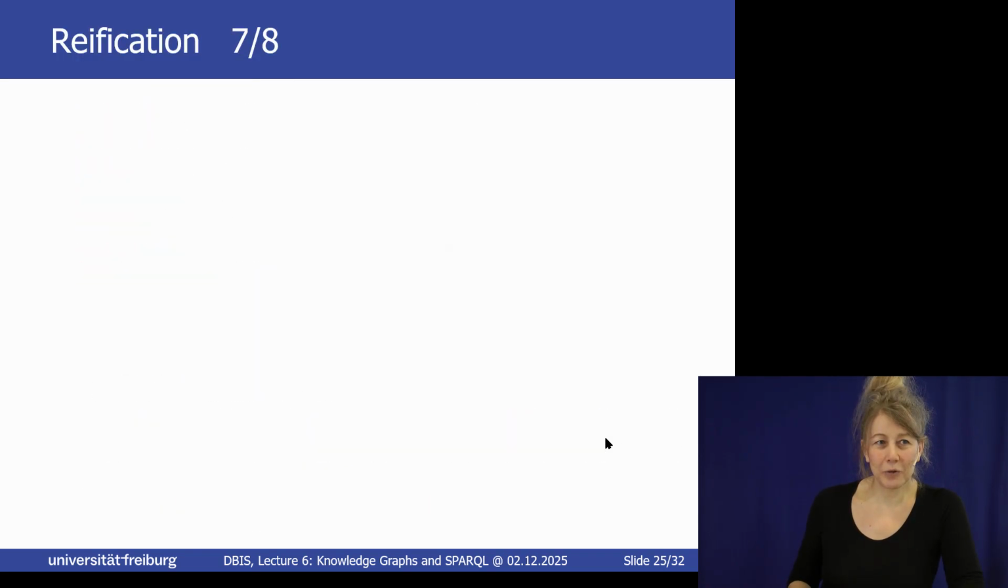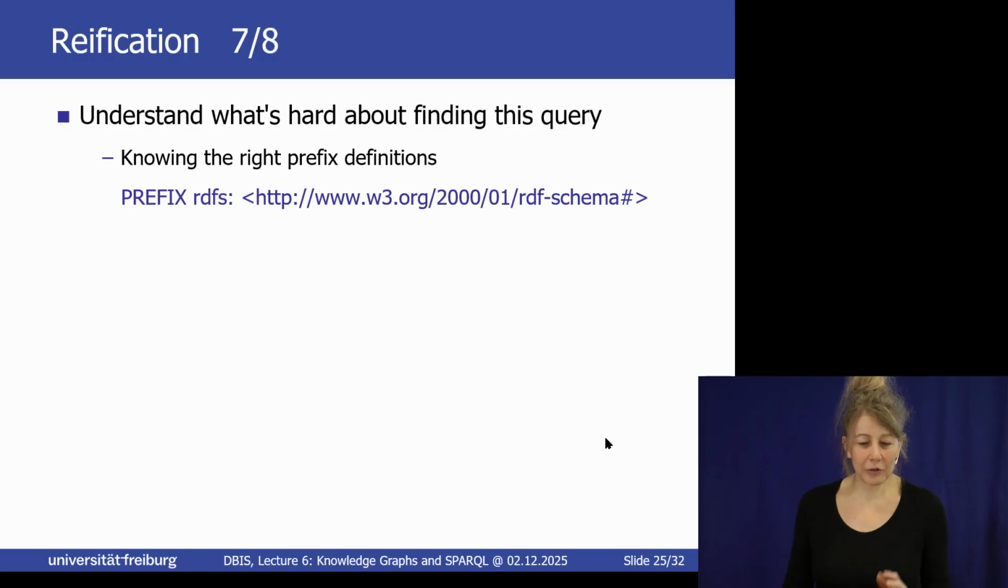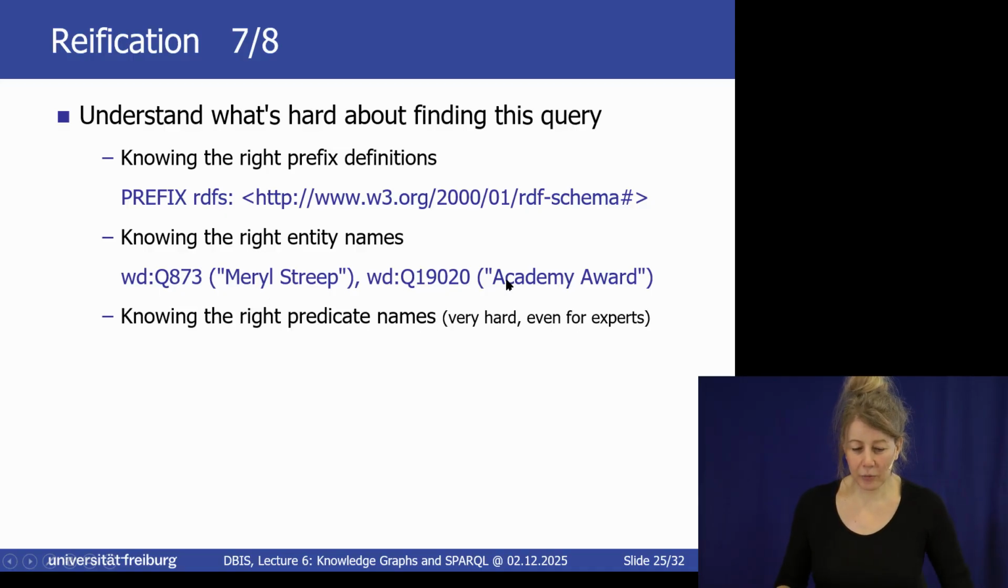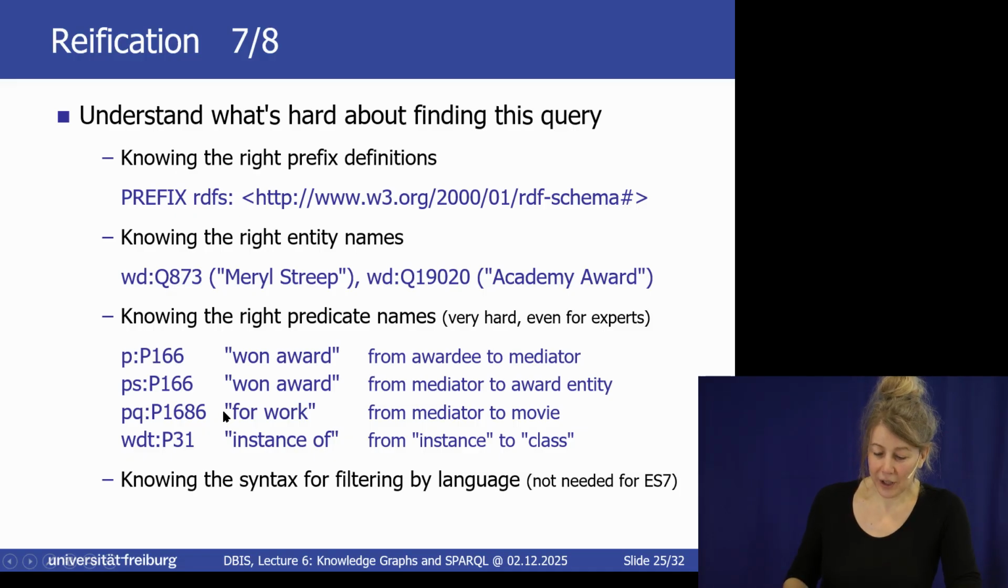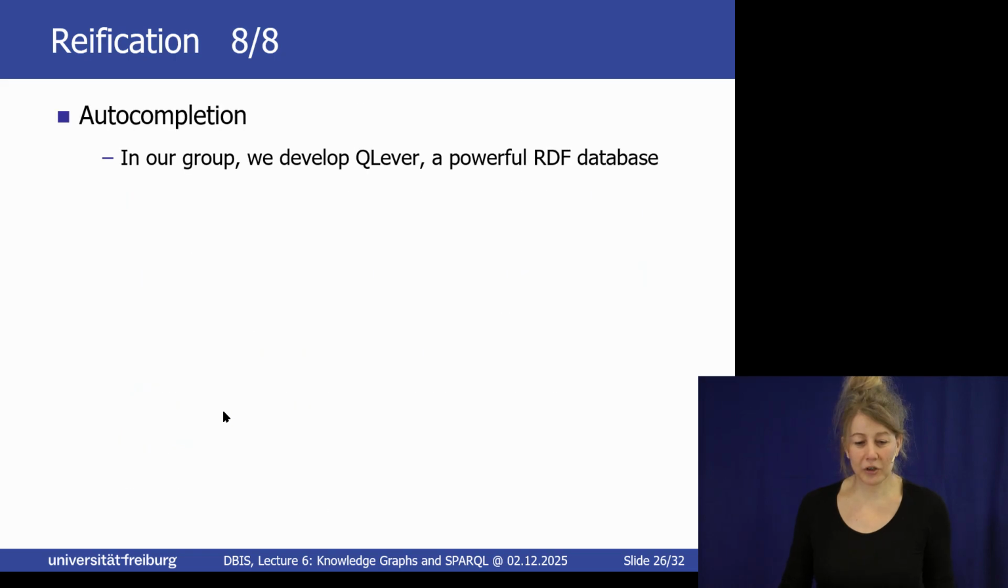Okay, you really have to do the exercise sheet. You have to do it yourself. So what was hard? You have to know these prefix definitions. You have to know the right entity names. The auto-completion helps you with that. What is Meryl Streep? What's an Academy Award? You have to know the right predicate names. The auto-completion helps you with that. Otherwise, no way to find this yourself. And you have to know the syntax, of course. Like how do you filter by a language?